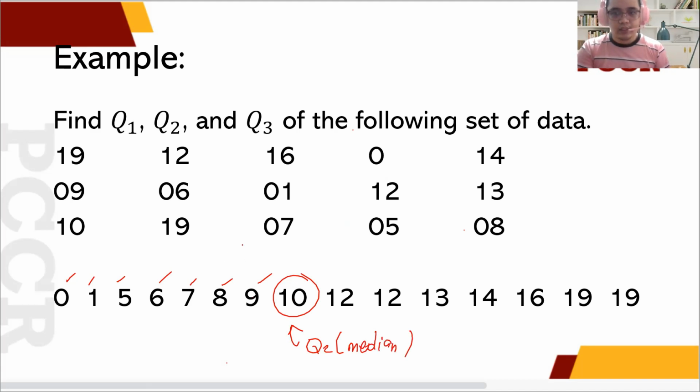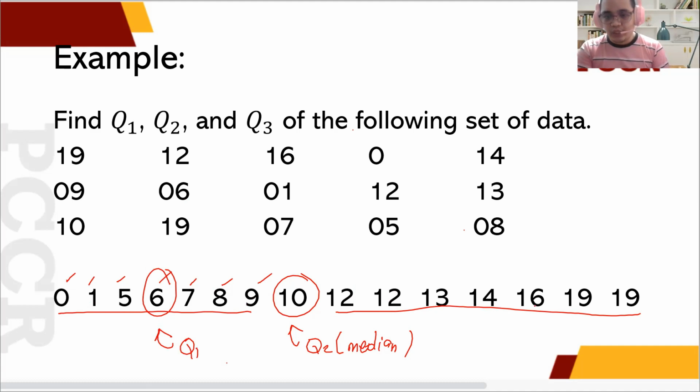Why? Kasi hinahati niya into 2 equal groups. 7 yung nasa less than sa kanya, then 7 din yung greater than. So to get the other quartile, kung makikita nyo, 7 yung nasa left niya, kunin nyo ulit yung gitna nun, that will be 6. So ito yung first quartile. Dito rin, mula 12 hanggang 19, 7 yan, kunin mo yung gitna, that will be 14. So ito yung third quartile. Okay, so ganyan lang kasimple kunin yung quartiles ng isang set of data.